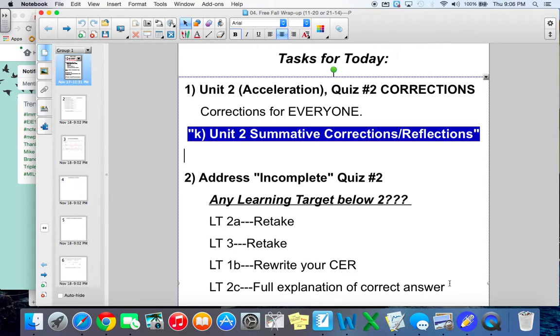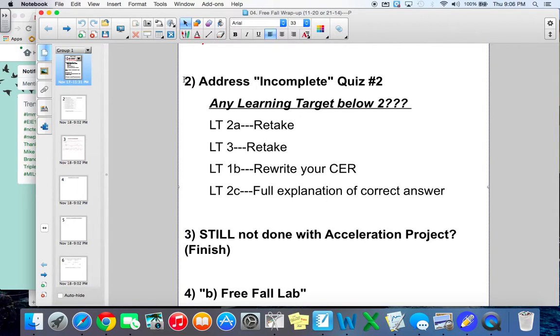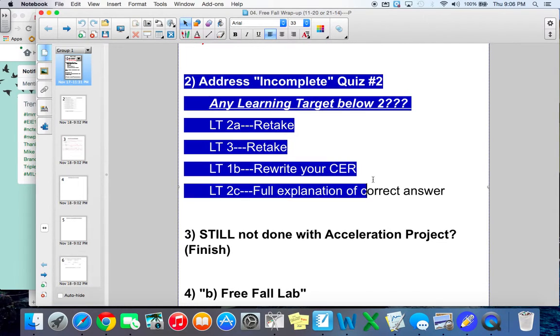That'd be awesome. After you're done with your quiz corrections, you're going to go down and address any incompletes that you have at this point. So you might have to hold off on this for a little bit till I come back, but try to get as far as you can in preparing yourself for each of those pieces.